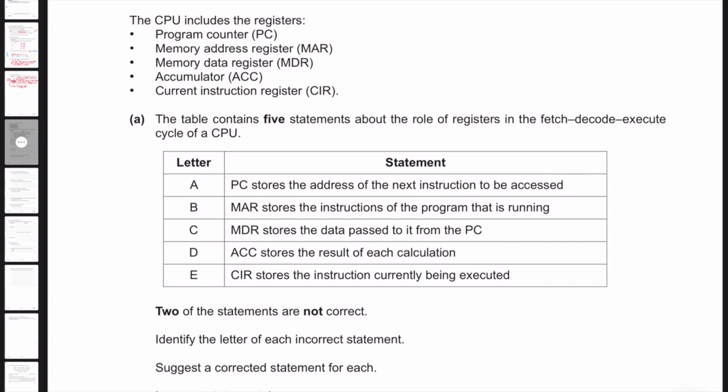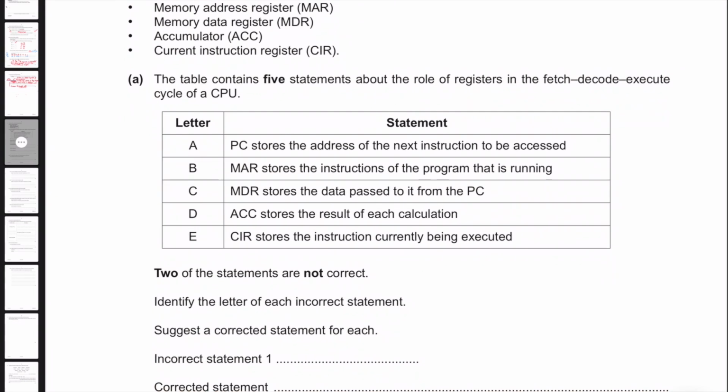A computer has a central processing unit, a CPU. The CPU includes the registers: the program counter, the PC, the memory address register, MAR, the memory data register, the MDR, the accumulator, ACC, and the current instruction register, which is the CIR. The table contains 5 statements about the role of the registers in the fetch, decode, and execute cycle of the CPU. So basically we've got a statement about each one. Okay, 2 of the statements are not correct. Identify the letter of each incorrect statement, suggest a correct statement for each one.